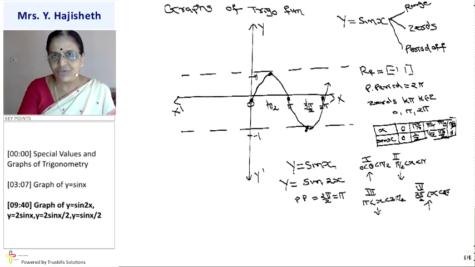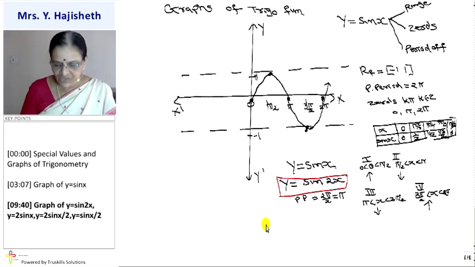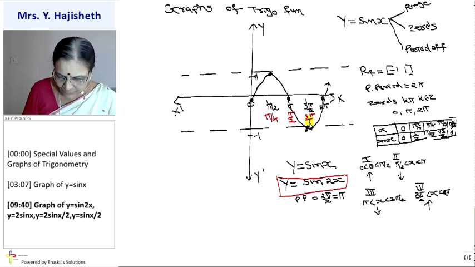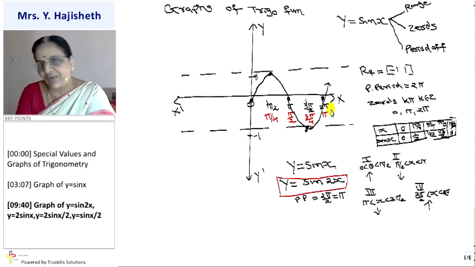So I use a different color. So for y is sin 2x, what change do I have to make? Here pi by 2 is going to become pi by 4. Pi is going to become pi by 2. 3 pi by 2 is going to become 3 pi by 4. And 2 pi is going to become pi. Only this much change. This is the graph of y is sin 2x. It is magic, isn't it? Only the domain has been changed. Range will remain as it is.